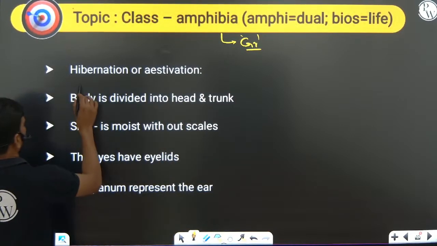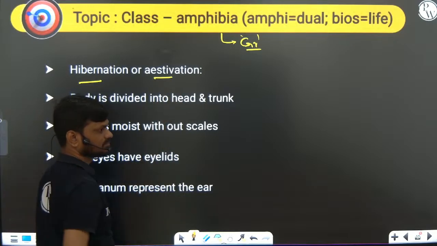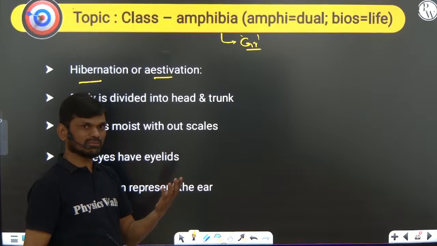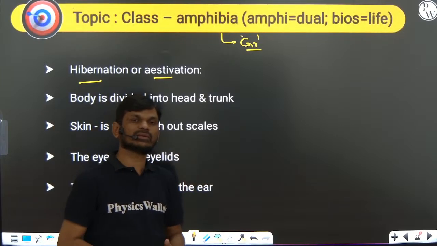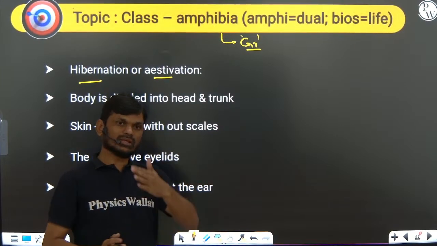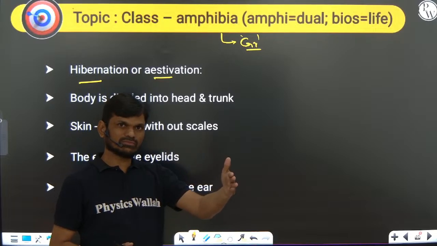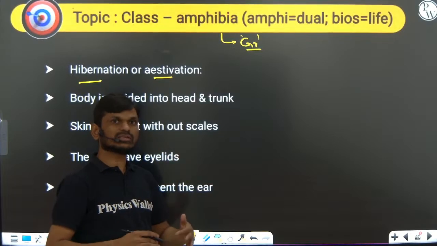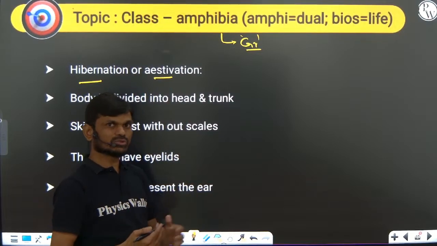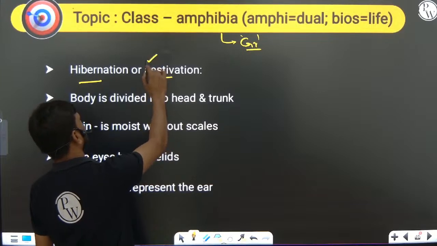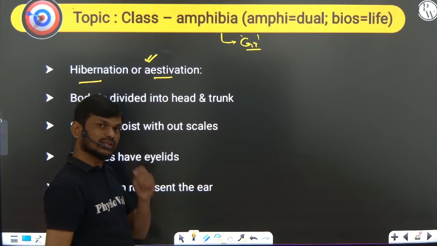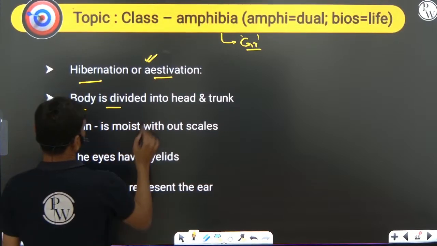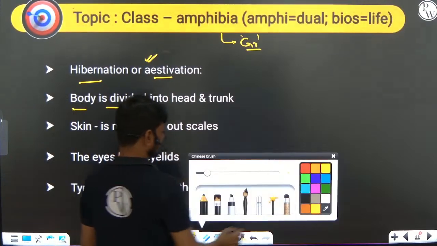Right? So hibernation and estivation are present. I told you just before, Amphibia are poikilothermic animals. They do not maintain a constant internal body temperature. It changes according to the surrounding temperature. So when extreme cold or extreme heat conditions are present, they undergo hibernation to protect themselves from the extreme condition. In these animals, the body is divided into head and trunk; neck is absent.